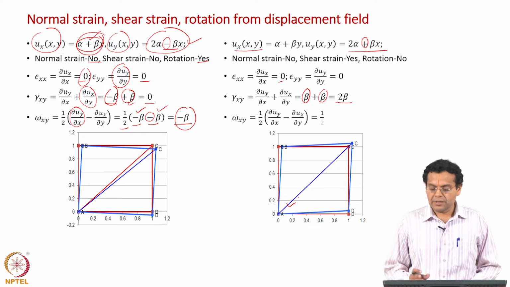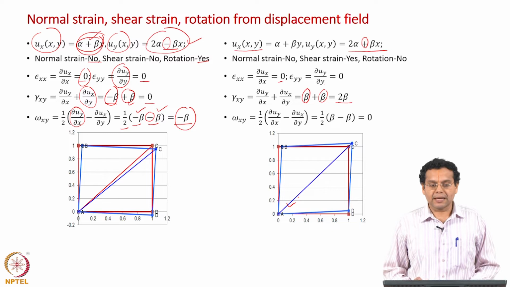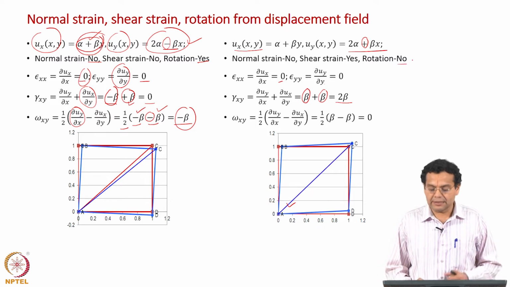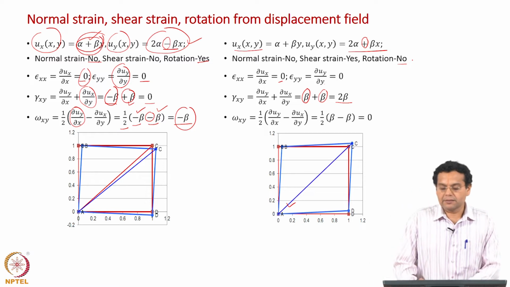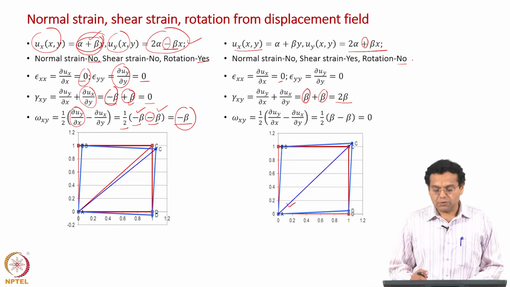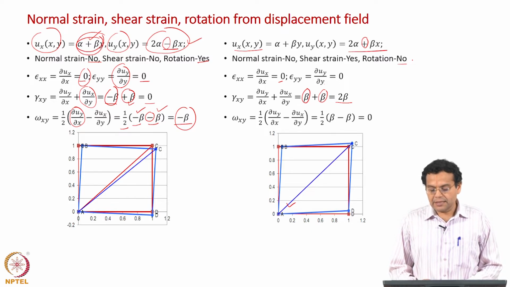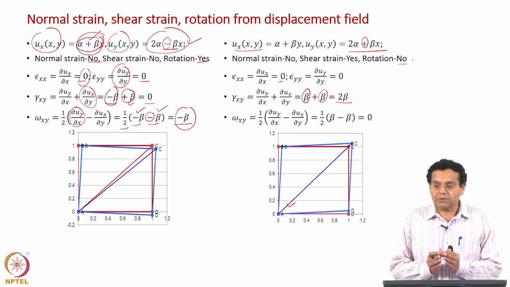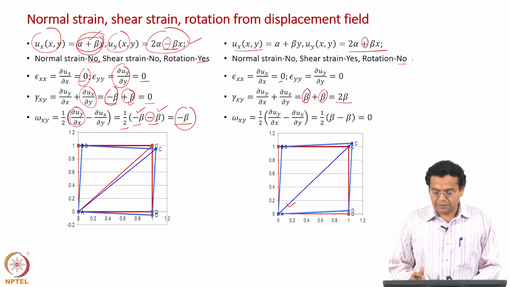So, half of beta minus beta cancels out, giving us no rotation. Okay. Same conclusions as we have arrived qualitatively, but now quantitatively we are saying yes, that there is shear strain, but no normal strain, no rotation. One more point, we said the shear strain is positive when it becomes acute, okay, it becomes acute angle. That is what we are seeing.